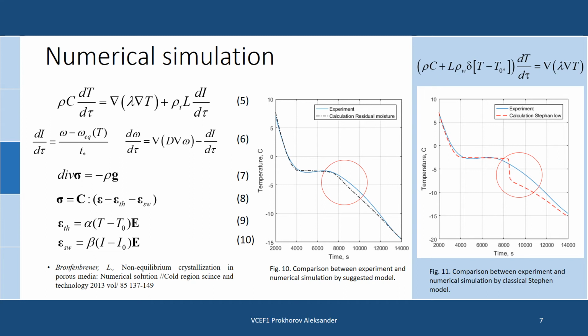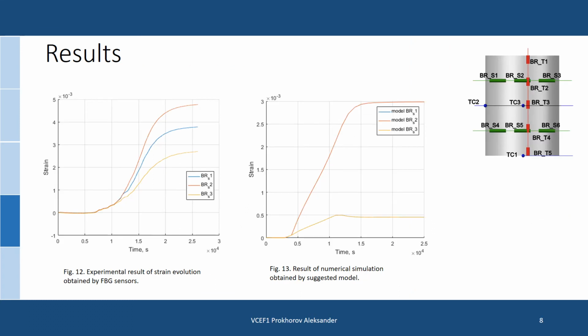Unlike the classic Stefan problem, this model takes into account the presence of residual moisture and the rate of crystallization of water. It can be seen that the selected model describes the temperature dependence during the phase transition better than the Stefan model. We apply the equation describing the mechanical behavior of the soil during the phase transition to the model, and the result obtained by numerical simulation qualitatively describes the result obtained in the experiment. The solution of this problem shows, as in the experiment, that the deformation in the middle of the volume is greater than at the periphery.